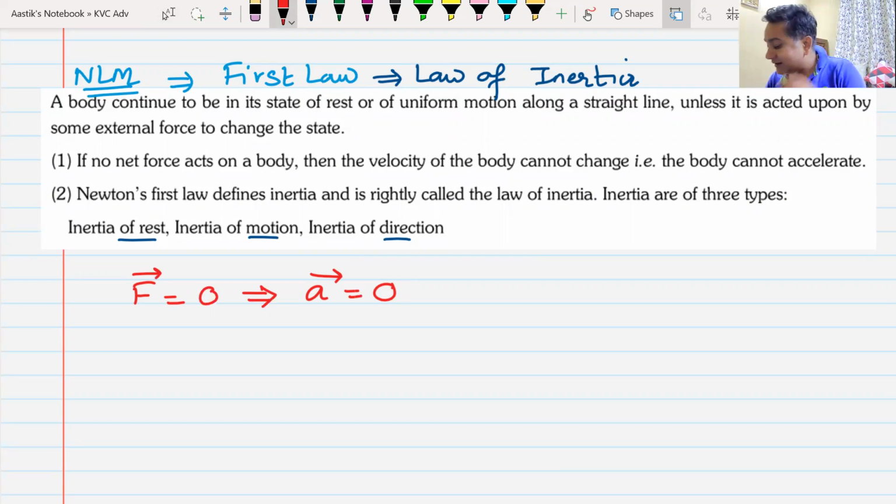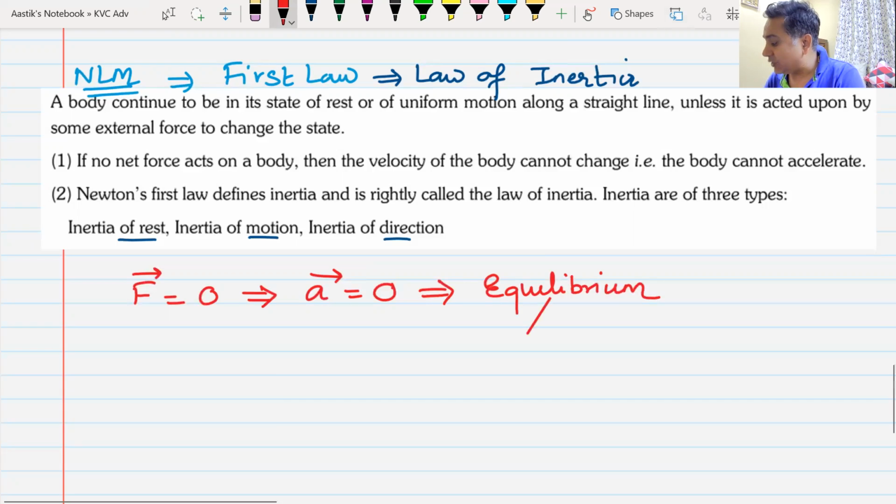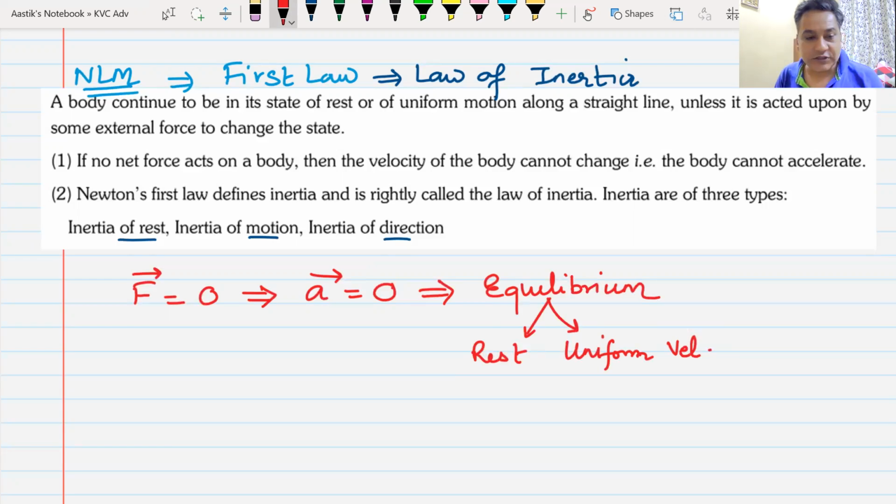Yes, sir. Basically, this F equal to zero condition is known as the condition of equilibrium. So whenever you hear this term equilibrium, a body is in equilibrium, what can it mean? It can basically mean two things. What are the two things it can mean? The body is at rest or moving with uniform velocity. Motion with uniform velocity is also known as uniform motion. Do we understand this? Yes, sir.